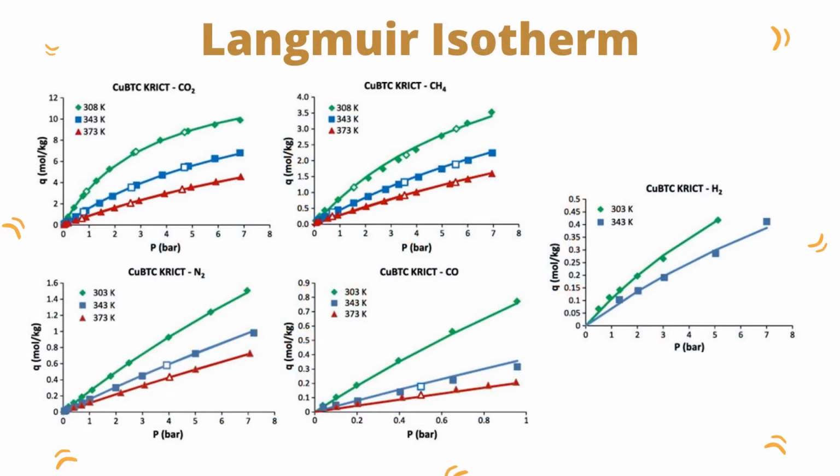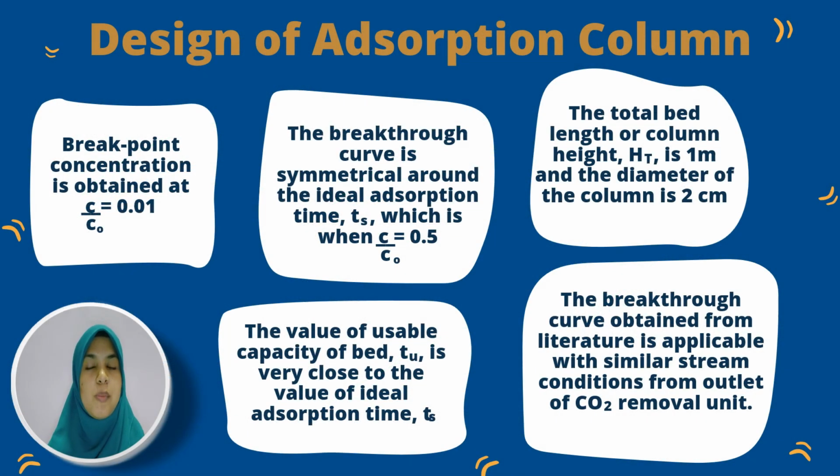The isotherm we use is the Langmuir isotherm based on the equilibrium data of each component on activated carbon. So as we can see here, the graph shows a linear line compared to other isotherms. We can conclude here that all these data or all these results were fitted with the Langmuir equation. To design the adsorption column, we made a few assumptions.